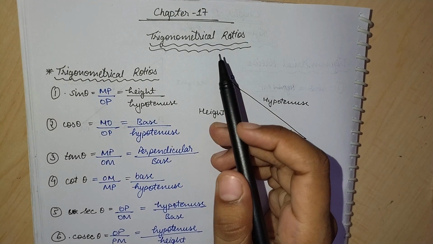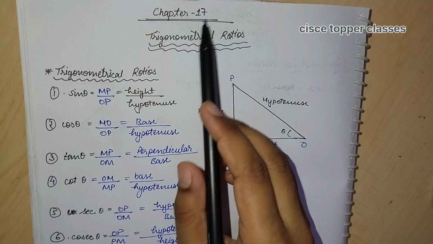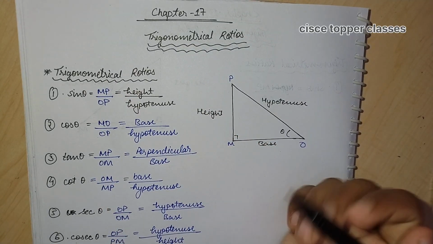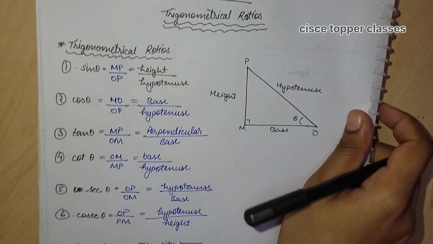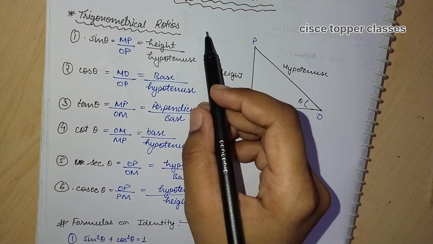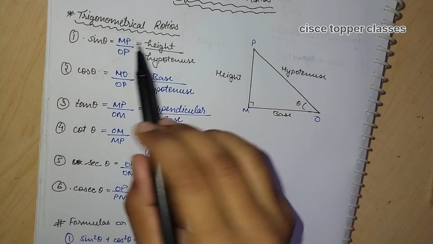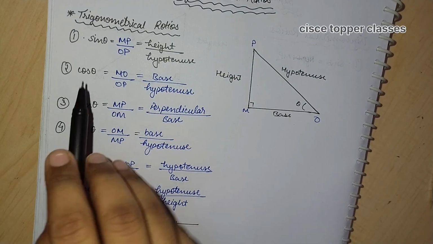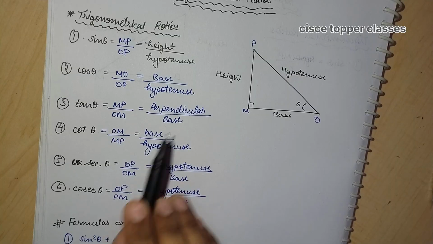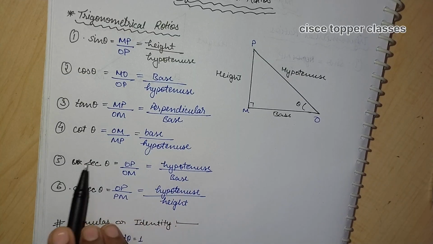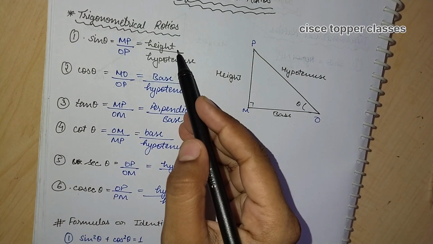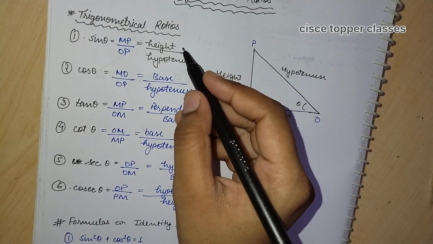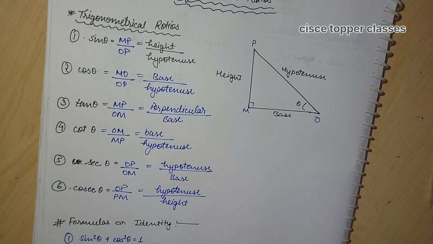Here we are going to solve exercise 17. So chapter 17 trigonometrical ratios, we will take some introduction here about this chapter. The thing which I am going to use in the questions is, so here trigonometrical ratios, firstly we will study from right angle triangle. So sin theta is height by hypotenuse, cos theta is base by hypotenuse, and tan theta is perpendicular by base, cot theta is base by height. Then similarly sec theta is the reverse of cos theta, so hypotenuse by base. Then cosec theta is the reverse of sin theta, so it will be hypotenuse by height.